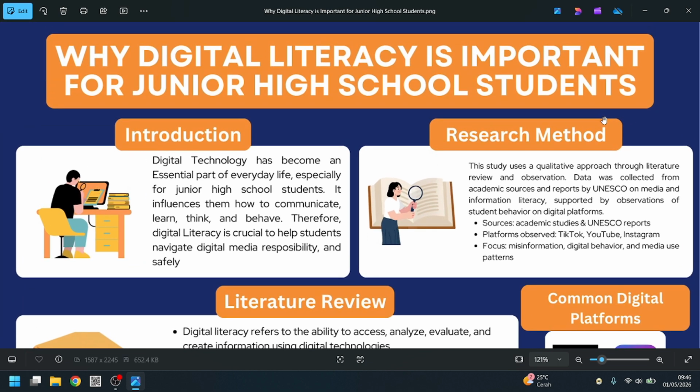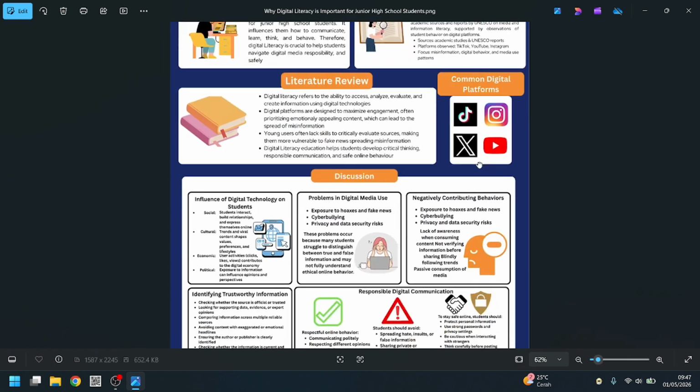For the research method, I'll be honest, most of this is taken from the UNESCO website. The UNESCO website's main page has very significant data for this infographic. For platforms observed, it's TikTok, YouTube, and Instagram. I didn't really observe TikTok and Twitter or X that much because I mostly use YouTube and Instagram myself. But I can confirm that some of the things below are relevant from what I've seen on YouTube and Instagram. Next, the focus is misinformation, digital behavior, and media use patterns.